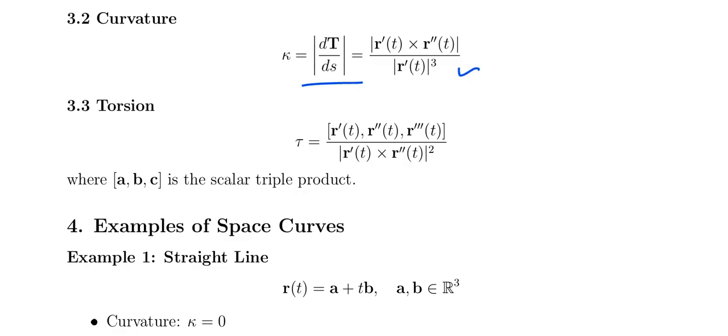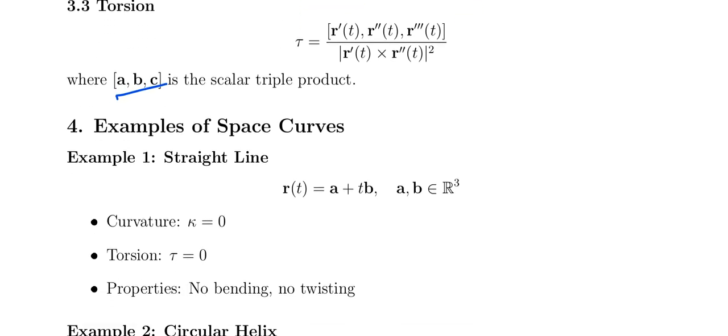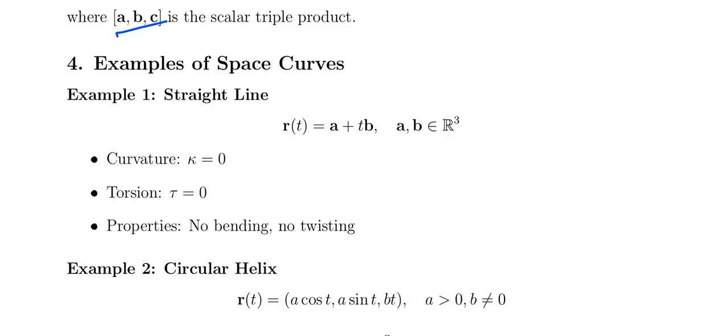t whole cube. And torsion is the box product of r dash, r double dash, r triple dash divided by modulus of r dash cross r double dash whole square. That means the triple product, that is the box product. That means the first row has the first vector's ijk coefficients, the second row the second vector's ijk coefficients, and the third row the third vector's ijk coefficients. An example for the space curve: we can say a straight line.